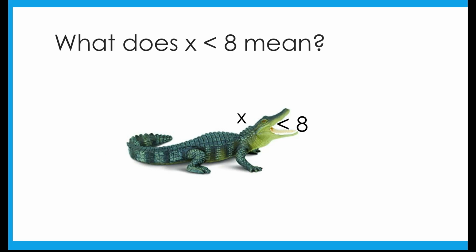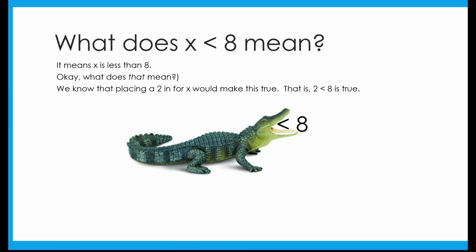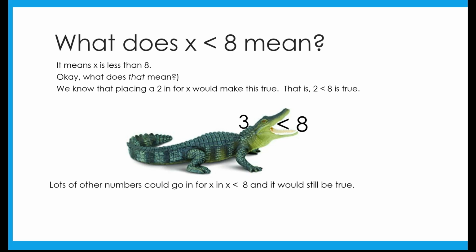So now let's talk about x is less than 8. What does that mean? It means that you can take the x there and place a number in for x instead of x, like 2. That would make it true. 3 would also make this inequality true. So lots of other numbers could go in for x, and x is less than 8 would still be true. So I could put a 1 in there, I could put a 4 in there, a 5, a 6, a 7.